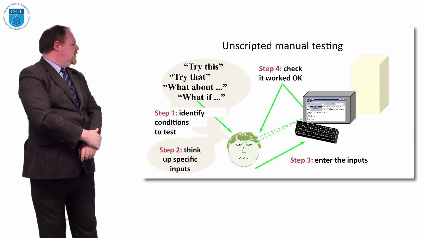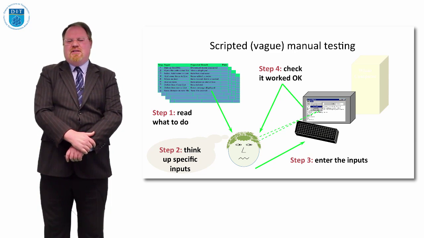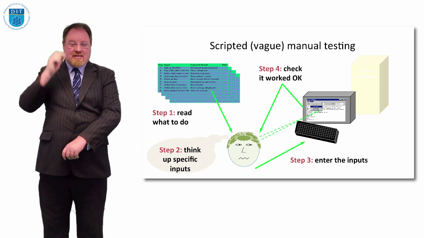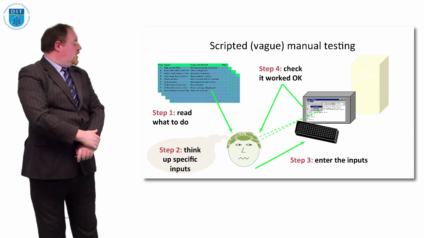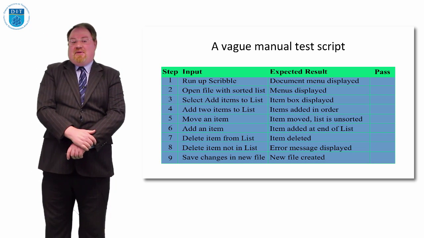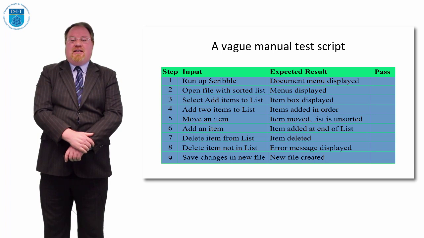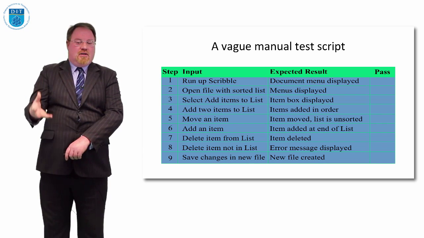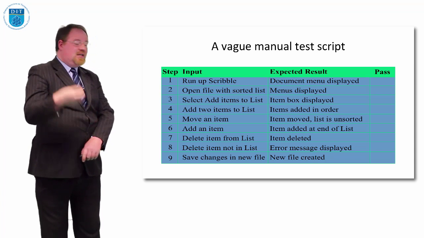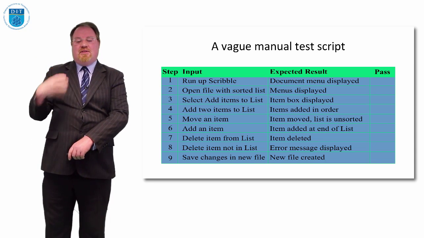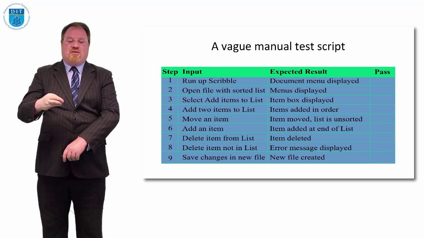We prefer the idea of scripted, where we have already identified what things we might test. So let's have a look at what a script looks like. Run the program and see if it works. If I double click on the icon, does it run? If it has to open a list, does it do it? Does it allow me to add items in? Does it allow me to move an item? Does it allow me to delete an item? Does it allow me to change stuff?